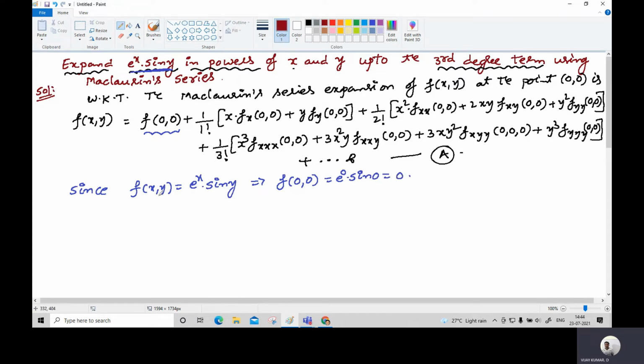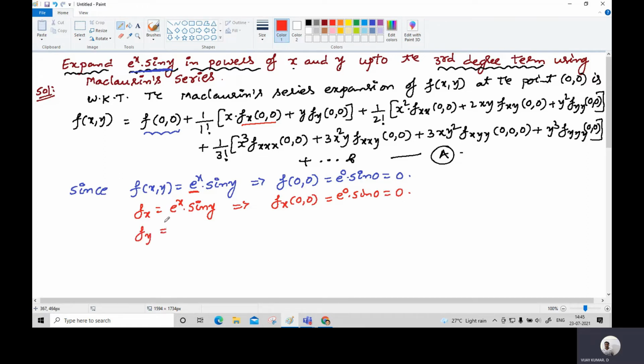See the second term. We need in order fx at origin. So calculate fx, which means the partial derivative of f with respect to x. In this case only e power x is the variable. You should take the partial derivative of e power x only with respect to x, which is e power x itself. E power x into sin y. So what is fx at origin? It becomes e power 0 into sin 0 again. So you will get 0.